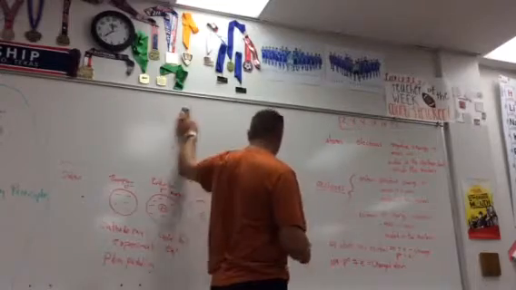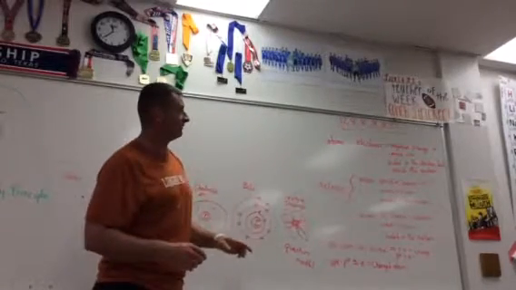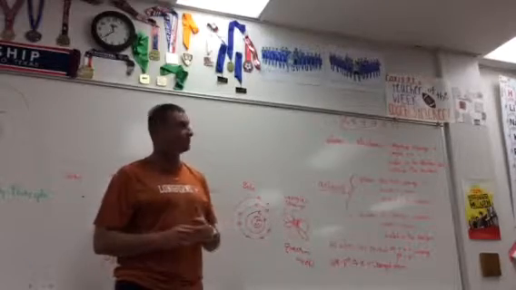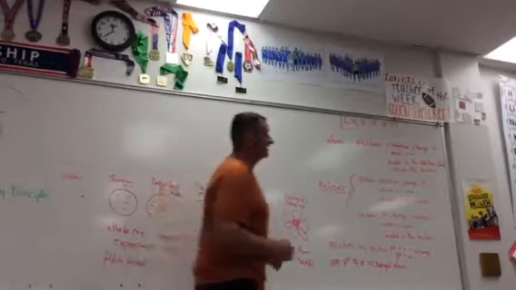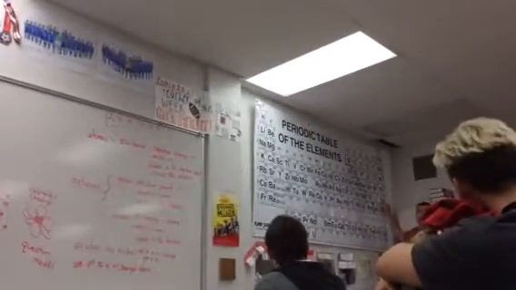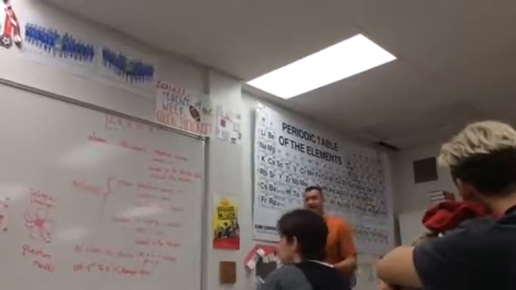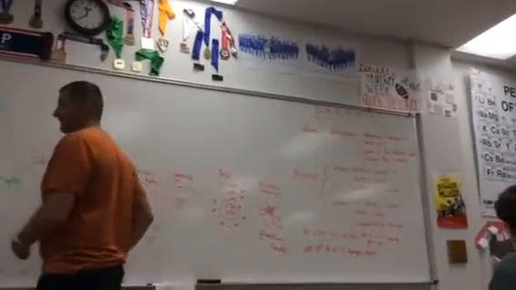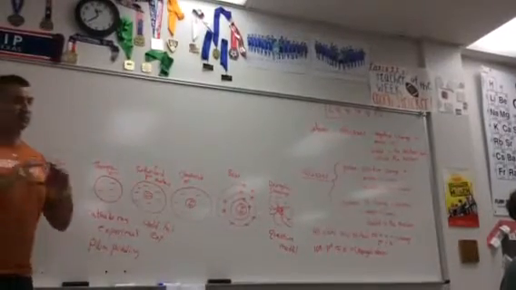Okay? Now, in order for an element to be stable, it has to be a noble gas. So there's only one family of stable atoms, and that's this family right here. Okay? That's the only family that's stable, and that's because they have a full outer shell of electrons. What does that mean to have a full outer shell? That means that it's completely filled up.